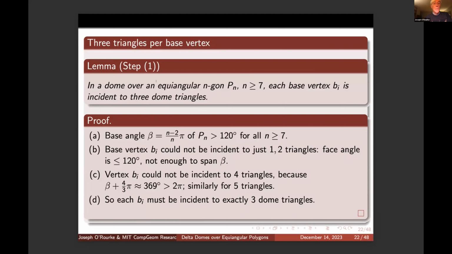Okay, 3 triangles per base vertex is step 1. Let me read it to you, and then, as I said, this is one of the few proofs you'll see. In a dome over an equiangular n-gon, for n greater than or equal to 7, each base vertex, let's call them B sub i, is incident to 3 dome triangles.